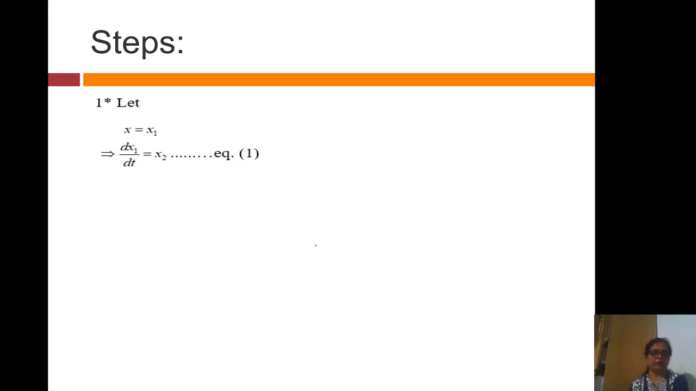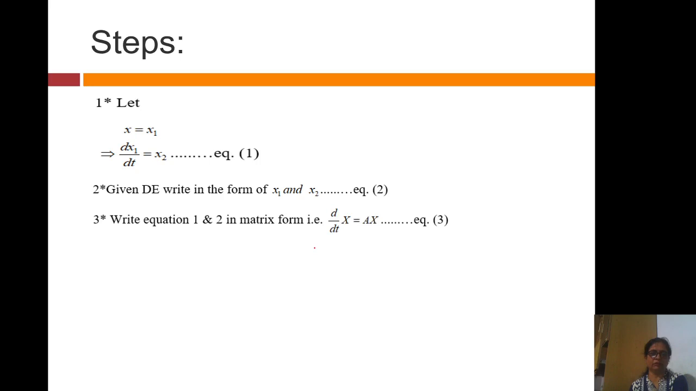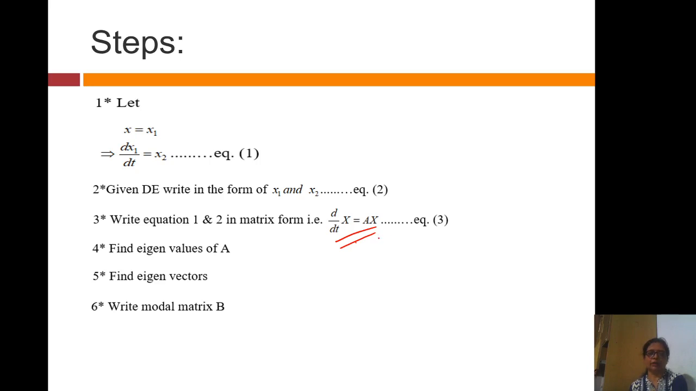First, we consider x equal to x1 and dx1 by dt equal to x2. Use equation number 1, and write the given equation in the form of x1 and x2. We use equation number 2. Now by using these two equations we write the equation in the form dx by dt equal to A into x, where A is the matrix. For this matrix we find the eigenvalues and then find eigenvectors corresponding to each eigenvalue. Then we write down the model matrix.